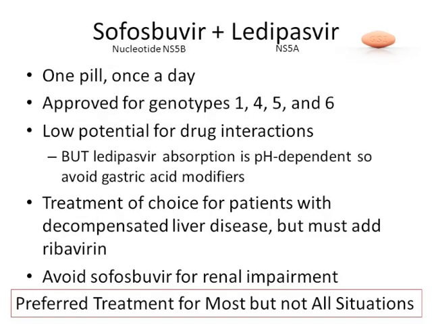Okay, so the first treatment is sofosbuvir and ledipasvir. Have you seen commercials for this? Yeah, some of you have. I think they ran a commercial during the Super Bowl. But it's one pill once a day. It's approved for genotypes 1, 4, 5, and 6. It has a low potential for drug interactions, but it has one very important drug interaction.